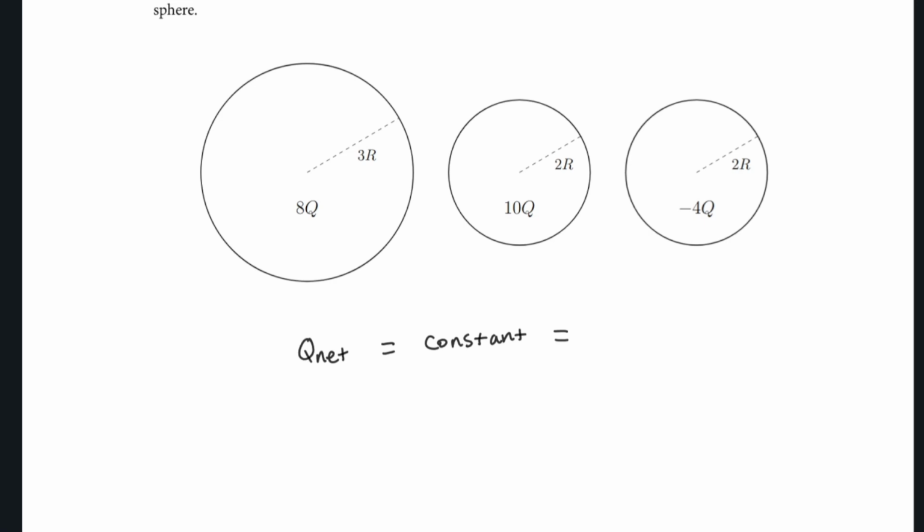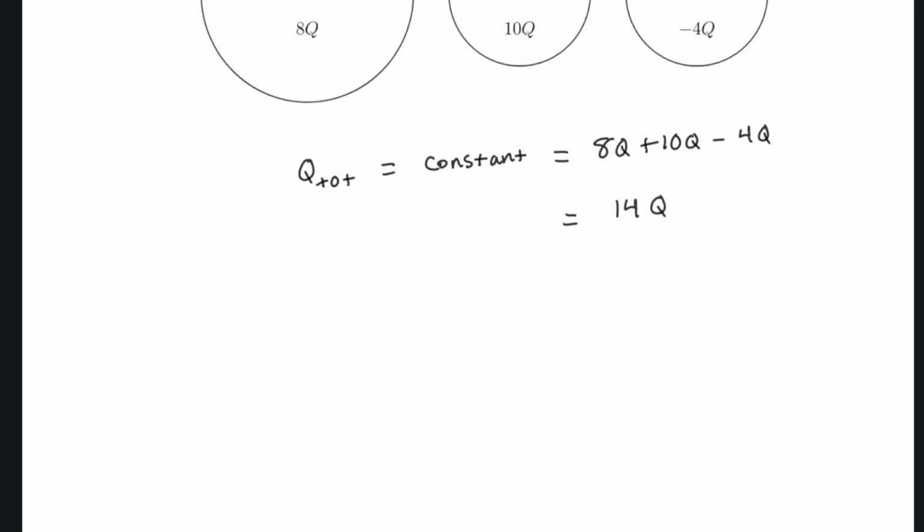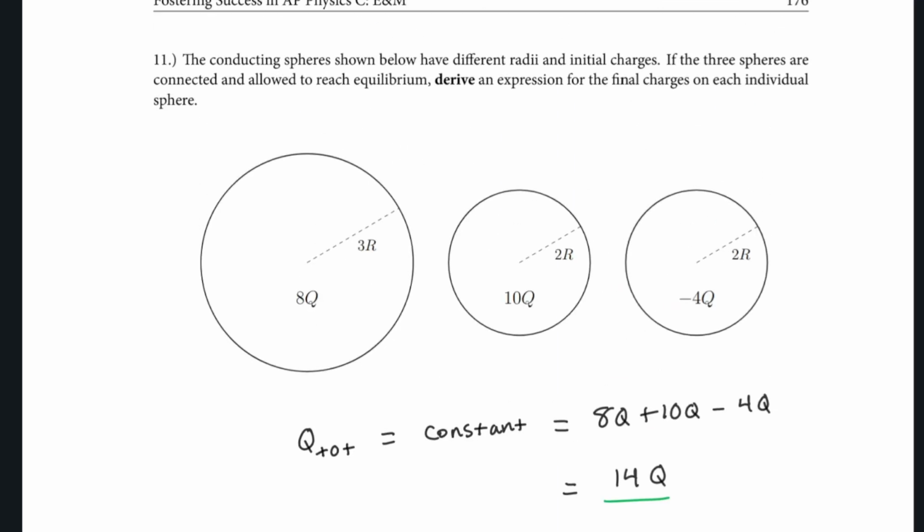But Q net is constant. Or I guess not Q net, but Q total. So you have 8 Qs for the first, you have 10 Qs for the second, and you have -4. So 8, 10, and -4 makes 14. So I know I have 14 Q to give between all 3 of these spheres in total.